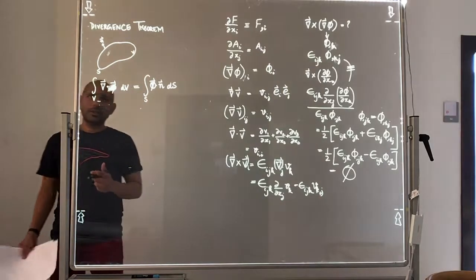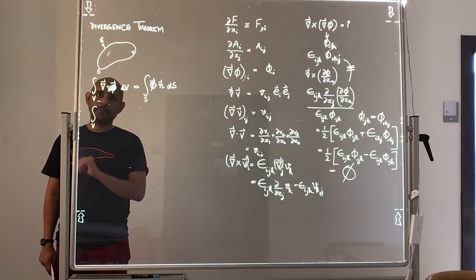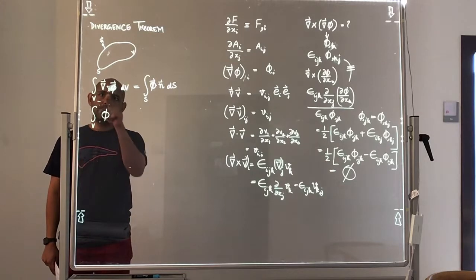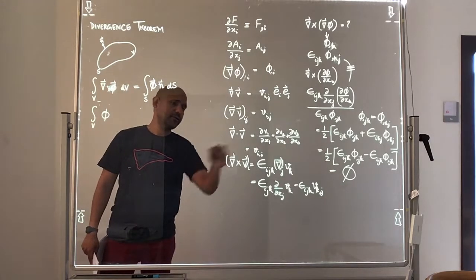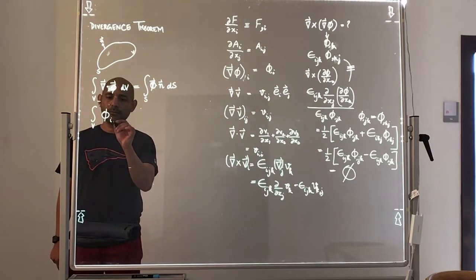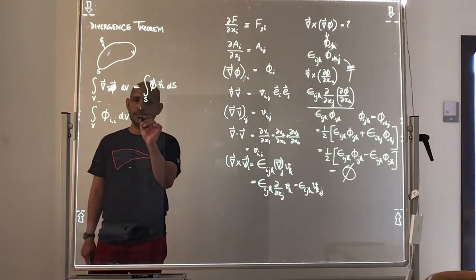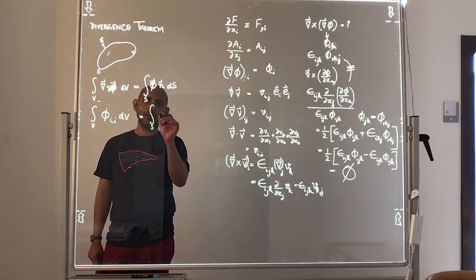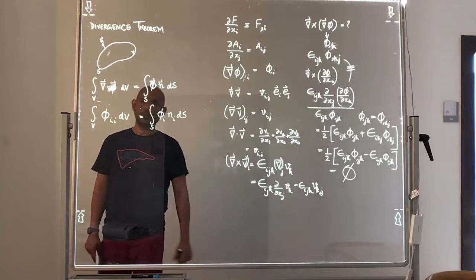In index notation, well, we are experts now. What is this telling me? Del dot phi is phi i comma i dV, which is equal to the integral over the surface. Phi dot n is phi i n i dS. Okay?